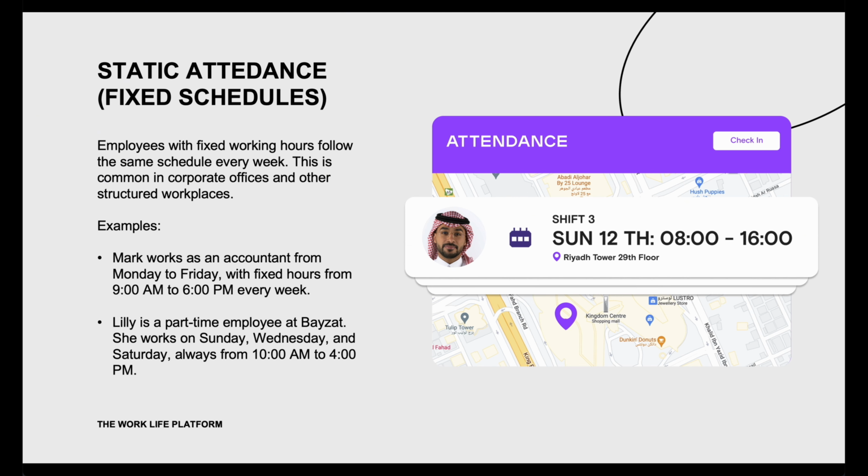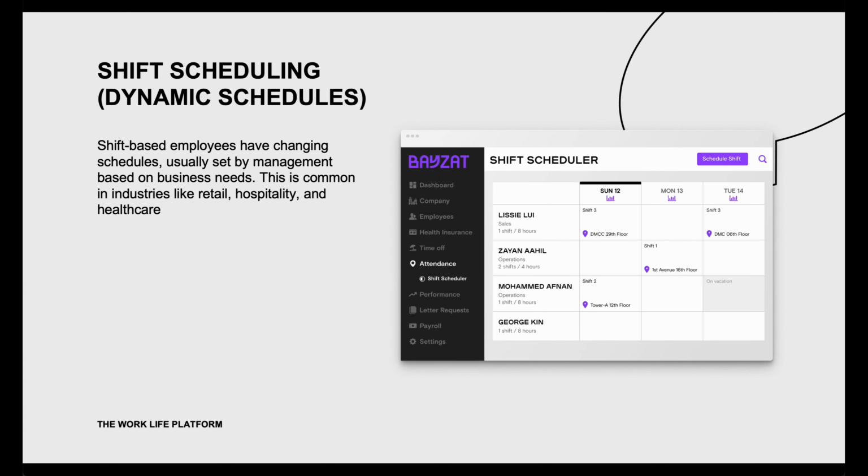The second approach is shift scheduling, also known as dynamic schedules. This is used in industries like retail, hospitality, and healthcare, where employee working hours change based on business needs. Managers assign shifts in advance, ensuring proper staffing during busy hours. Let's take an example. Meet Monica. She's a waitress at a restaurant in Motor City. Her schedule isn't fixed. Instead, management posts her shifts weekly. Some days, she might work morning shifts, and other days, she might cover evenings. This flexibility helps businesses adapt to changing demand.